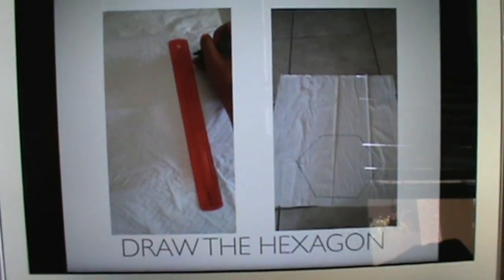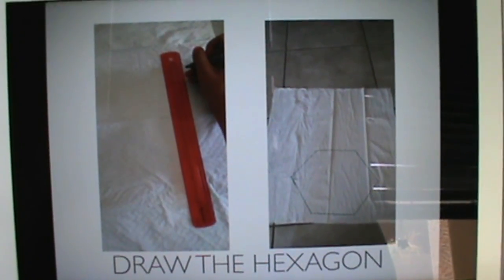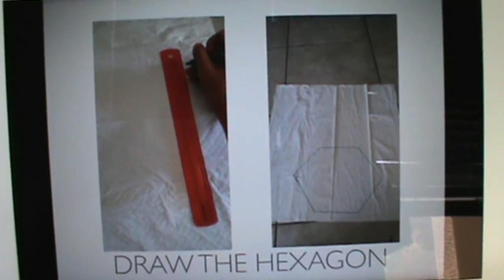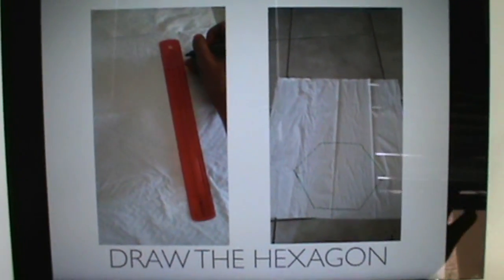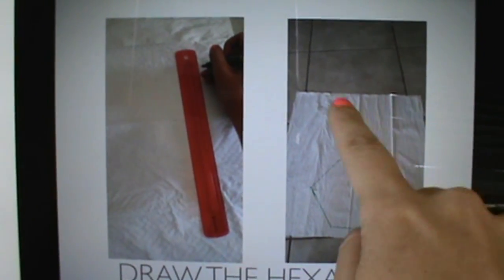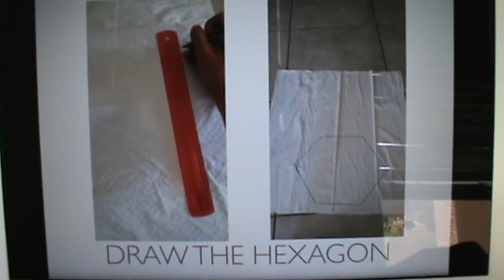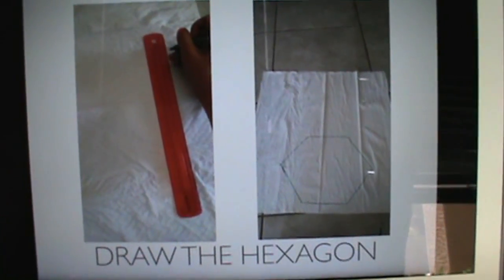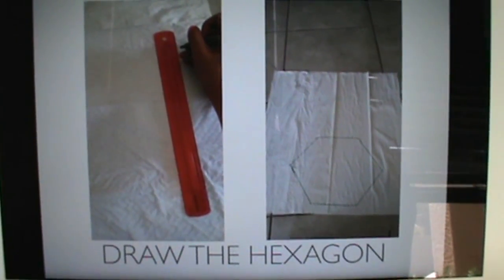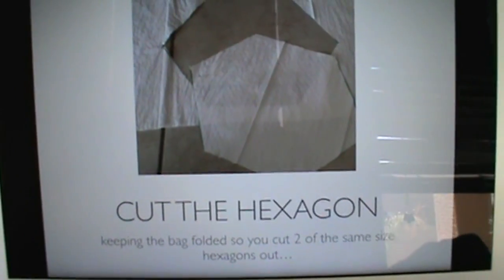And I drew a hexagon on my trash bag. This one was 6 inches in length on all the sides. Notice how I kept it to one end of the trash bag so I could actually do another one on the top. Now I kept this trash bag intact. So when I cut them, there's actually going to be 2.